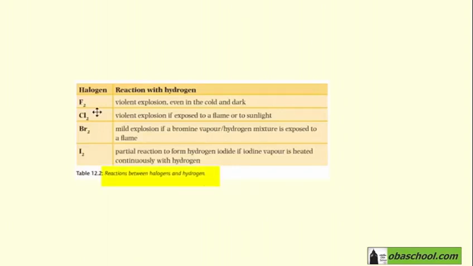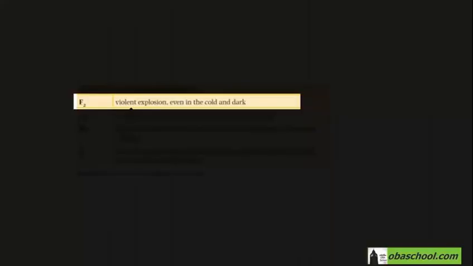The first halogen is fluorine, right? The reaction with hydrogen, what will it produce? A violent explosion, even in the cold and dark. Chlorine gives a violent explosion if exposed to a flame or to sunlight. Here, chlorine will react with hydrogen to form a violent explosion if it is exposed to a flame or sunlight.